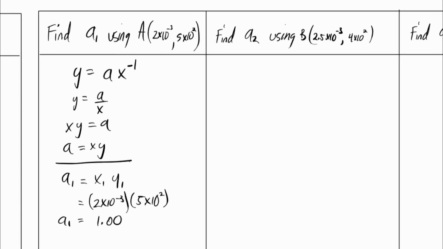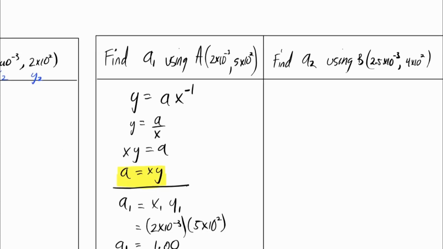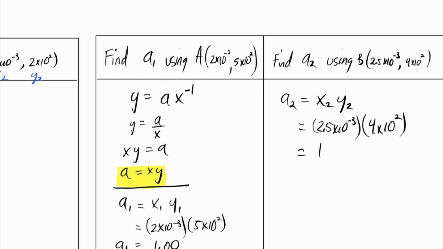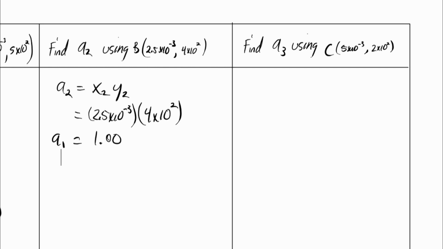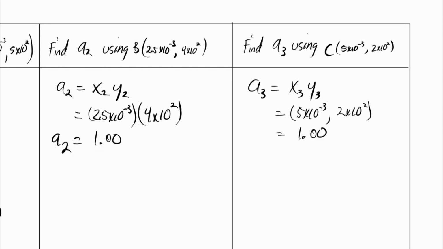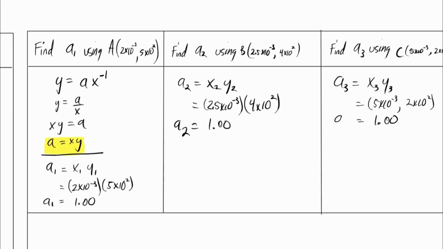We don't have to start from this point here. We can work with this arrangement of the formula here. a2 is equal to x2 times y2. That's 2.5 times 10 to the negative 3 times 4 times 10 to the 2. And we get 1 again, rounding off to 3 sig figs. And let's not confuse our subscripts there. And lo and behold, we get the same thing for a3.